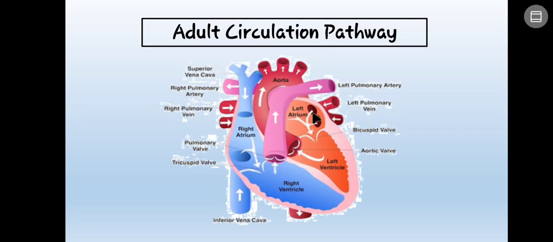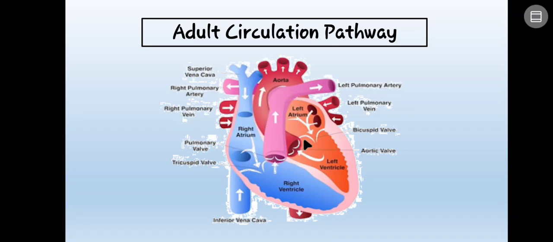So now the oxygenated blood, with the help of the left and right pulmonary veins, joins the left atrium. Then it moves through the bicuspid valve, or the left atrioventricular valve, and gets emptied into the left ventricle. The left ventricle of the heart will contract, and the blood will move straight into the aorta with the help of the aortic valve. When the left ventricle contracts, the bicuspid valve will close, the aortic valve will open, and the blood will move straight into the aorta.